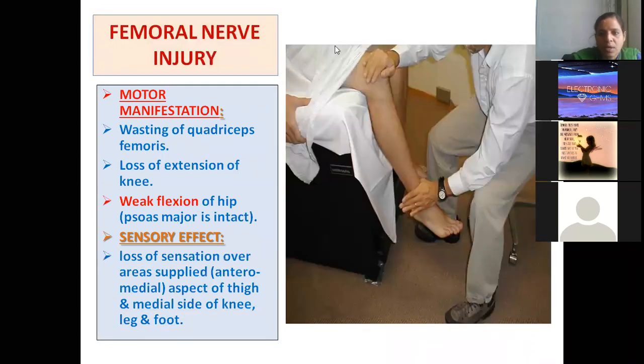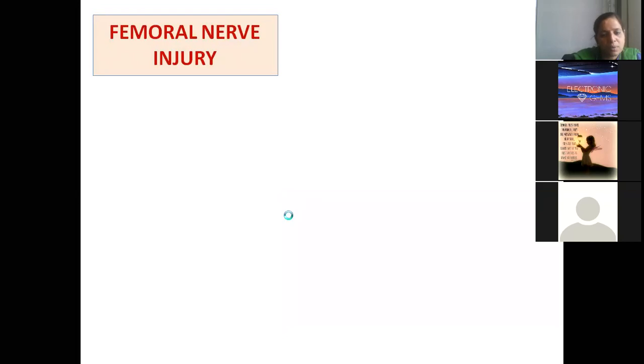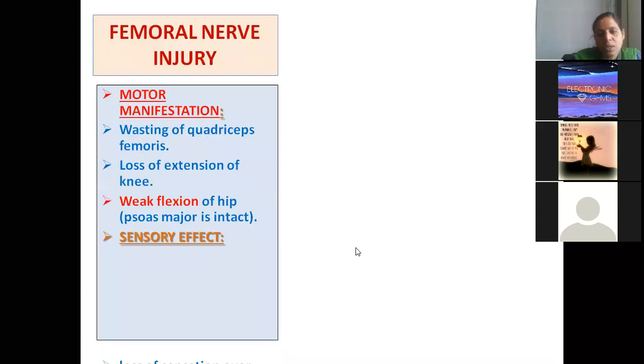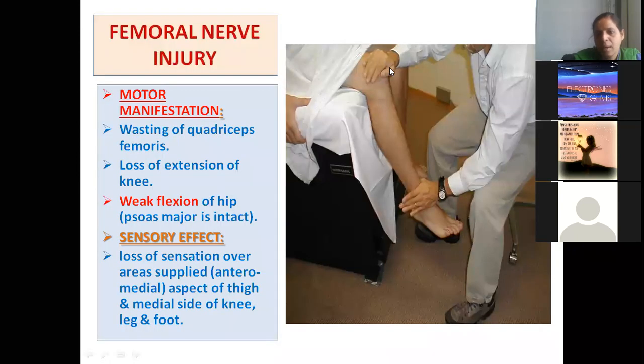See, this is the front of the thigh which is being supplied by the femoral nerve. So the motor manifestations: if you check, extension of the knee should be there. Here you are trying to elicit extension of the knee, but the person will not be able to extend the knee because of paralysis of quadriceps femoris. Motor means muscle paralysis due to loss of nerve supply, wasting of quadriceps femoris, loss of extension of the knee, and weak flexion of the hip because psoas major is still intact.